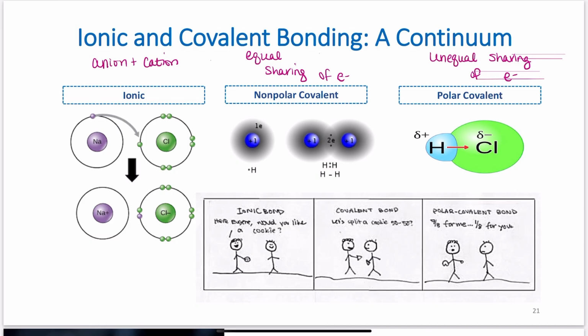And you can see the joke down here. Ionic bond: Hey Eugene, would you like a cookie? It just gives away the electron entirely. It gives away the cookie. Covalent bond: let's split up a cookie 50-50. Equal sharing. Polar covalent bond: 7 for me, 1 for you. Unequal sharing.